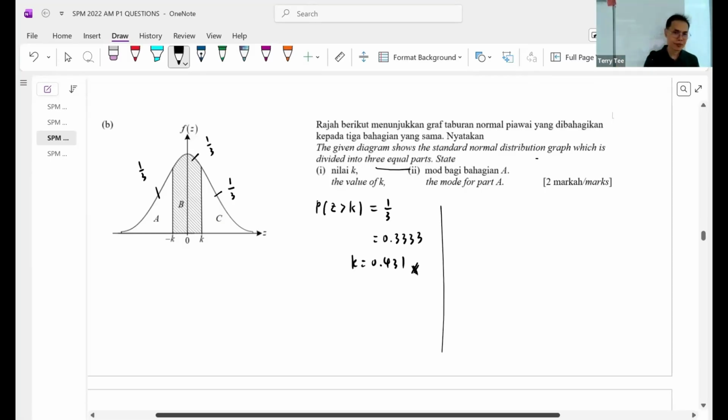Part 2, what is the mode? Okay, the mode for part A. This is a bit confusing with some people. So what do you understand about mode? Mode is the data with the highest frequency. Look at A. Where's the region A? Region A is here. Which one has the highest frequency? The highest frequency is here. And what is the value with the highest frequency? Negative k. So your mode is negative of k. What's k? 0.431.